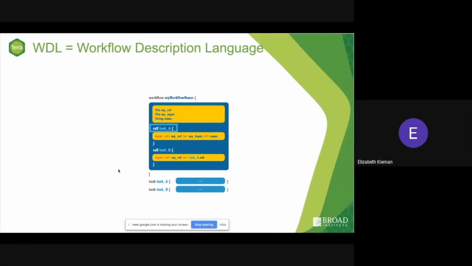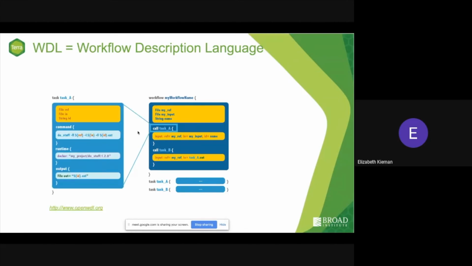WDL, the workflow description language, was created to be a human-friendly scripting language. It starts with a workflow, and that workflow can have inputs, shown in yellow, and it will execute various tasks. It does this by using the call function, so you can see it says call task A. If we look more closely at these tasks, they're very similar to functions. Each task also has inputs shown in yellow and outputs shown down here at the bottom.